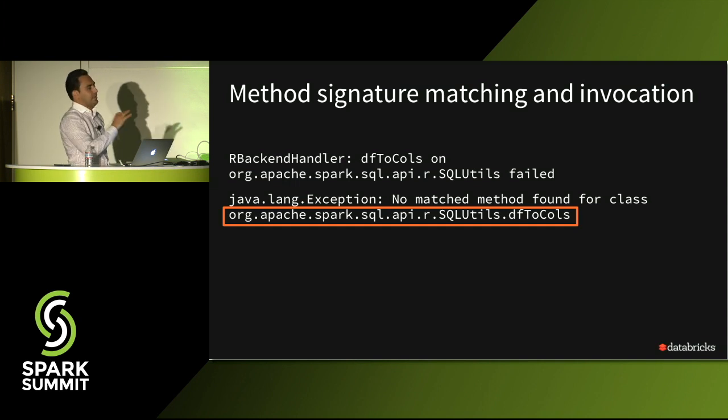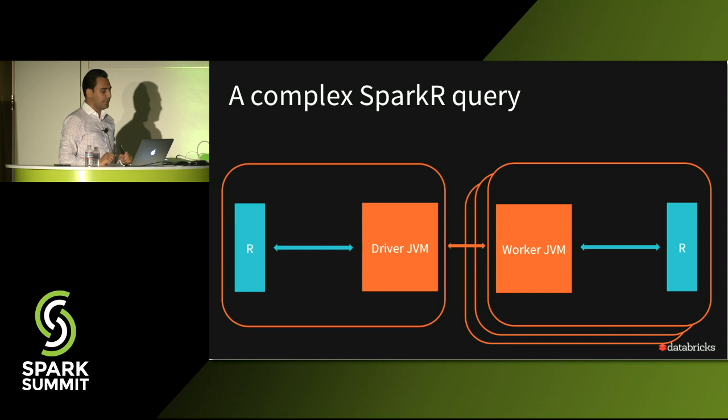So all I'm trying to get at is introducing you to the sources of the problem, because some of the errors are a little bit confusing. Now, let's move on to a more complex SparkR query. And by a complex query, I mean one that invokes an R process on the worker. So let's see what happens here. I'm going to go over a number of steps.